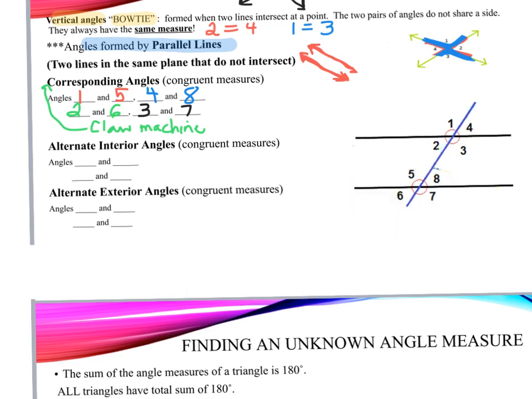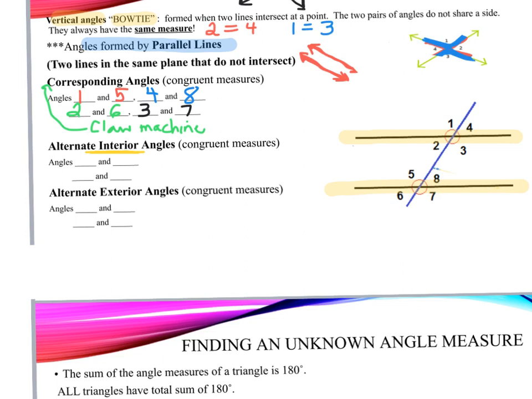Okay, the next two words, alternate interior and alternate exterior. Once again, I'm going to highlight my parallel lines. Now we know the word interior means on the inside. If someone's an interior decorator, they're going to decorate the inside of the house. So we're going to focus on the inside of my parallel lines.